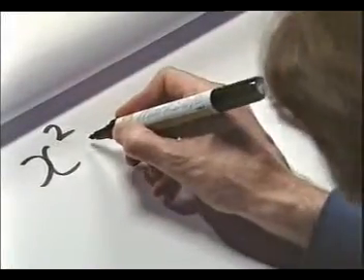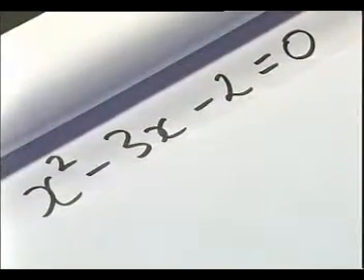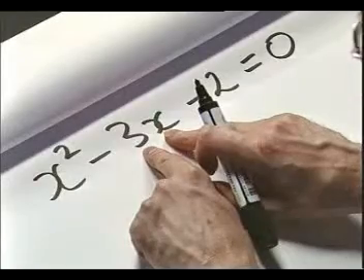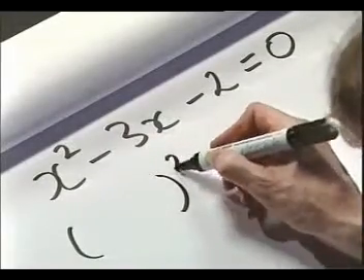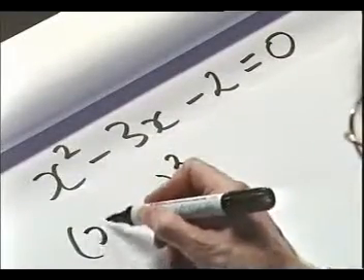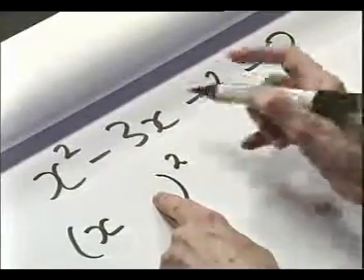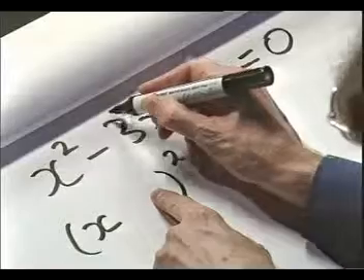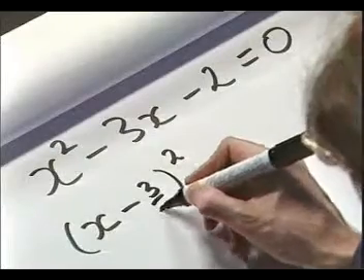x squared minus 3x minus 2 equals 0. Now, in order to complete the square, we look at these two terms. This is an x squared, and this is minus 3x. So if I want to get a complete square, then I've got to have an x in there, and I've got to have a constant term here, so that when I do the squaring, I'll end up with minus 3x. And we know how to do that. You take a half of the number that multiplies the x. So that's minus 3 over 2.